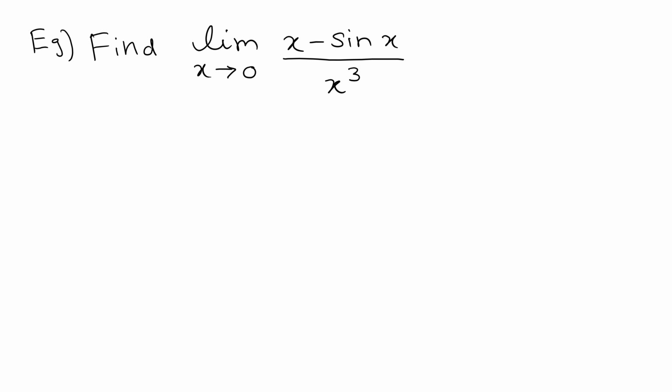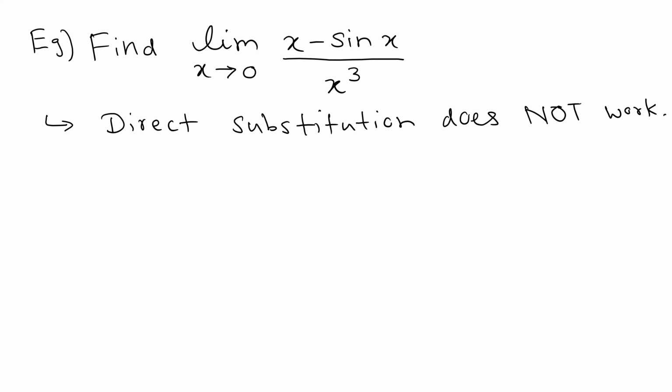So let's look at this problem. Find the limit when x goes to 0 of (x minus sin x) over x cubed. One way to solve a limit problem is direct substitution. You just substitute the value, and if the value exists, then that is the limit. But that technique does not work here, because if you plug in 0 to the top and the bottom, since sin 0 is 0, you get 0 over 0. This doesn't have a meaning in mathematics, so direct substitution does not work.